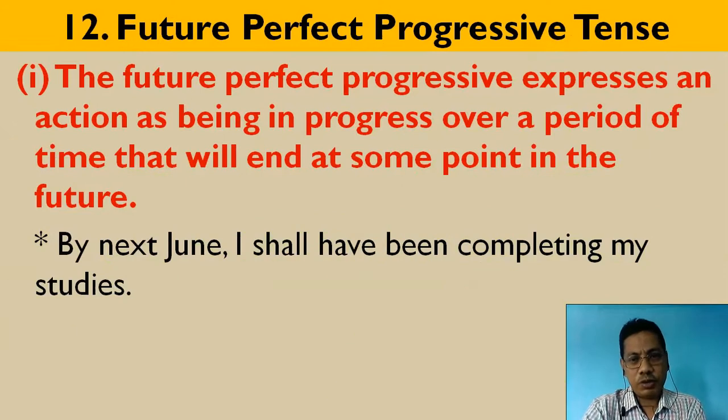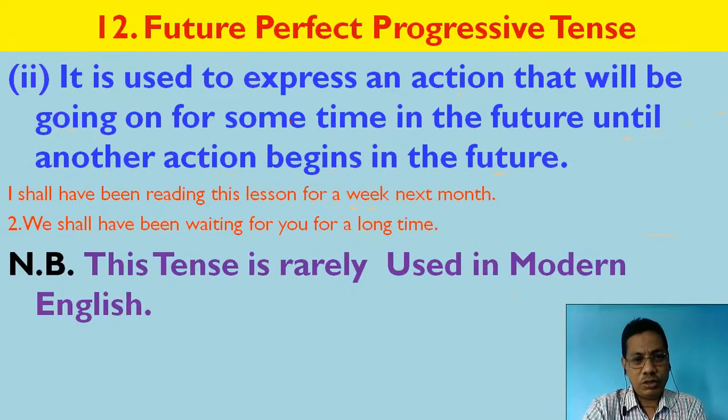Then future perfect progressive tense. It is used to express an action as being in progress over a period of time that will end at some point in the future time. Say, by next June, I shall have been completing my studies. It is also used to express an action that will be going on for some time in the future until another action begins in the future time. Say, I shall have been reading this lesson for a week next month. We shall have been waiting for you for a long time. This tense is rarely used in modern English. You have to remember, this is very rare.